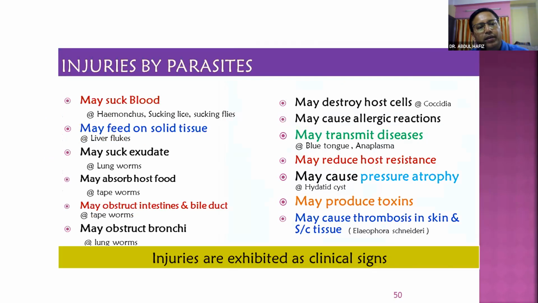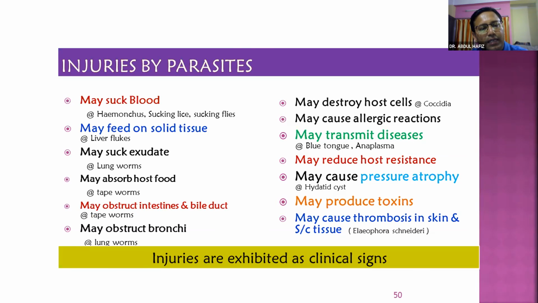Injuries by parasites: they may suck blood. Haemonchus contortus, which we have already discussed as haemonchosis, is a blood sucker. Lice and fleas also suck blood. Parasites may feed on solid tissues, that means liver flukes also damage the liver parenchyma, the liver tissues.